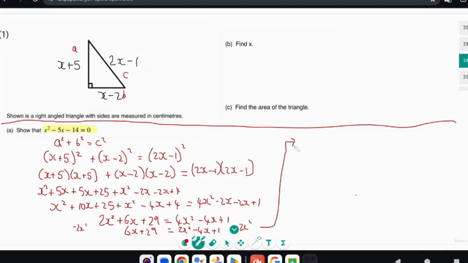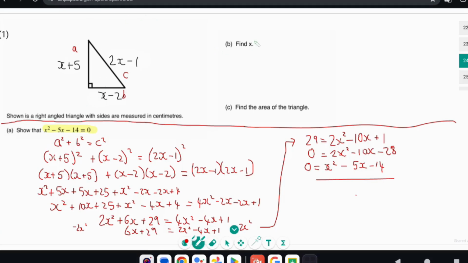So then I will take away 6x from both sides. So 29 equals 2x squared minus 10x plus 1. And then I'm going to subtract 29 from both sides. So 0 equals 2x squared minus 10x minus 28. All of these terms have a common factor of 2. I'm going to divide through by 2. So we're going to have the equation in its simplest form. And that is what we want. We have shown that x squared minus 5x minus 14 equals 0.